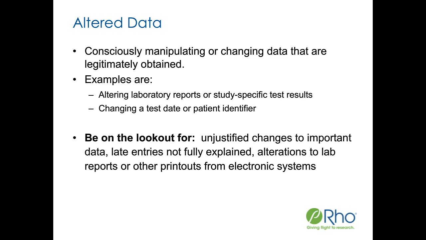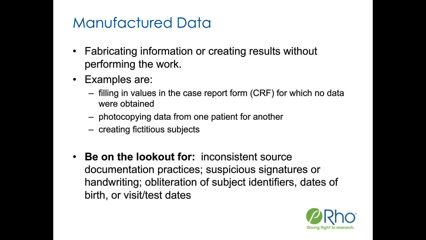The third type of falsified data are manufactured data. This is when data do not exist or assessments were not done, and yet the data are created and reported. So fabricating information or creating results without performing the work. Some examples are obviously filling in values in the case report form for which no data were obtained, photocopying data from one patient to another, or creating fictitious subjects altogether.